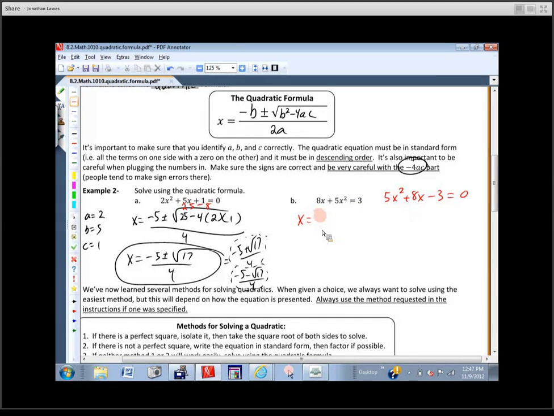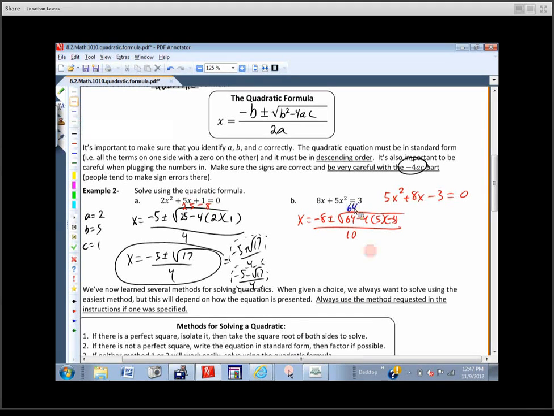Negative b, so the opposite of 8, plus or minus. I'm going to write this down here just a little bit. Negative 8 plus or minus. This is going to be 64 minus 4 times a times c. So I'm going to plug in a 5 and a minus 3. That's all over 2a, so that's a 10. Any questions there?